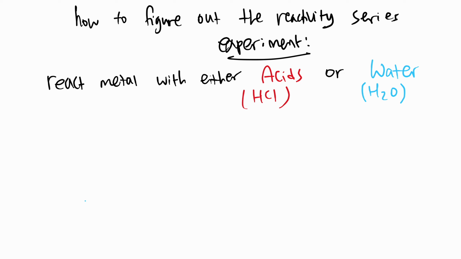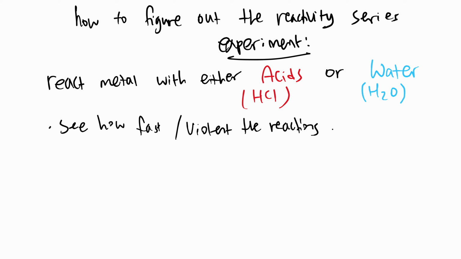So what do we do? You can react the metal with either the acid or the water, and you can see how fast or violent the reactions are. So when you put acid with the metal, see how fast or violent the reactions are. One might produce a lot of bubbles, one might catch on fire. Basically the most fair, most accurate way of measuring this will be temperature, because it's quantitative, right? It's something you can actually measure, not something you just look at and describe. You can physically measure the temperature. So once you add an acid to the metal, you can see the temperature change. Obviously, the higher the temperature change, the more reactive. The lower the temperature change, the less reactive, right?